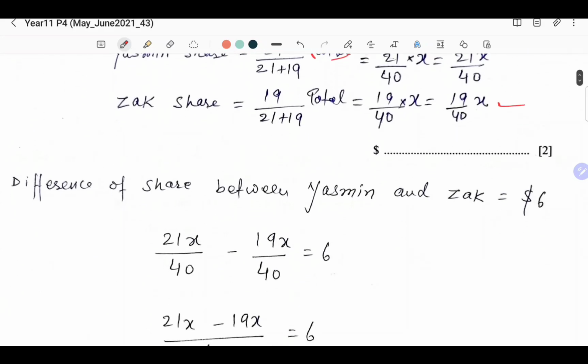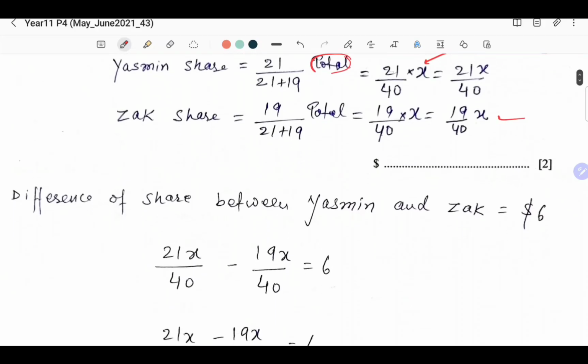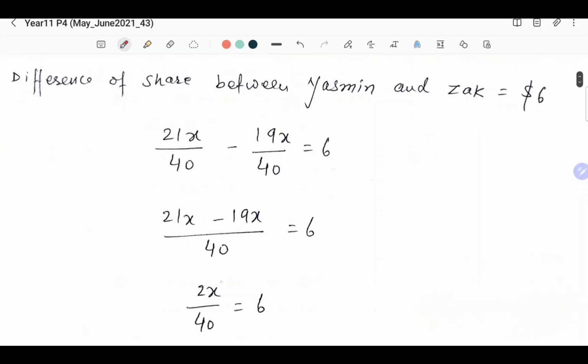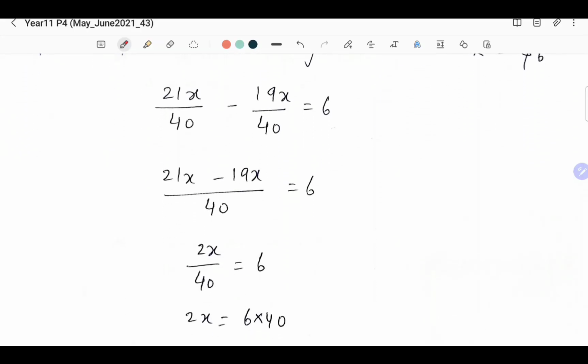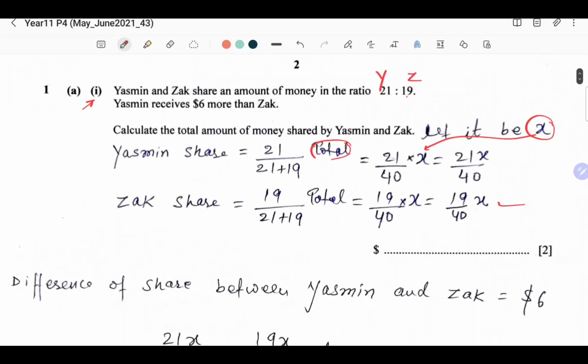Now according to the question, the difference of share between Yasmin and Zach is $6. As we can check over here, Yasmin receives $6 more than Zach, right? So the difference between Yasmin and Zach will be 6. Yasmin's share is 21x/40 and Zach's share is 19x/40. The denominator is the same, so we can directly subtract the numerators. 2x/40 equals 6. Just cross multiply and you get x, that is 120. That is one of the methods, which I have already written to save our precious time.